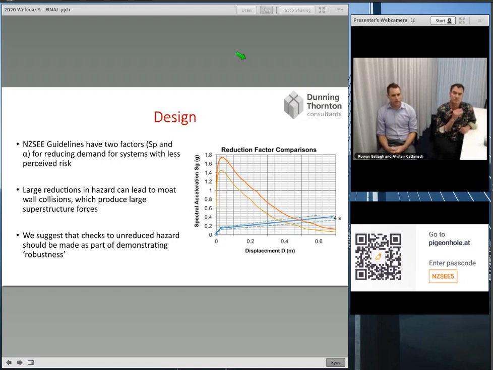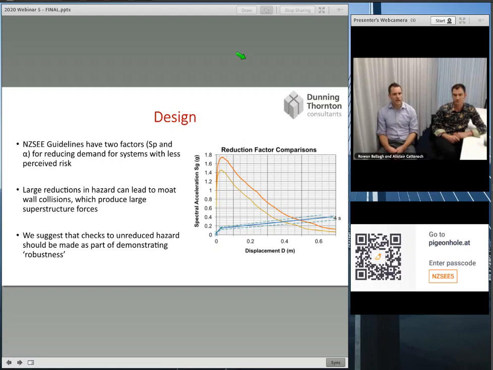So we've been designing 3 plus another 1, 4 base isolated buildings in this office since the guidelines came out mid last year. We've also been involved in a couple of peer reviews of other people's work. So we've had some pretty robust internal and external conversations about how the guidelines are working.